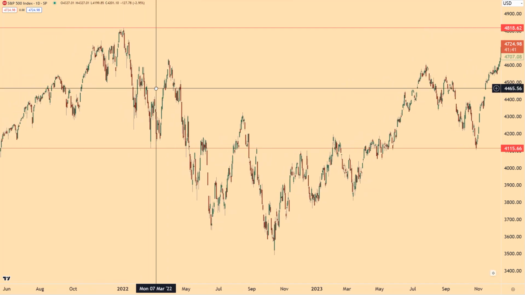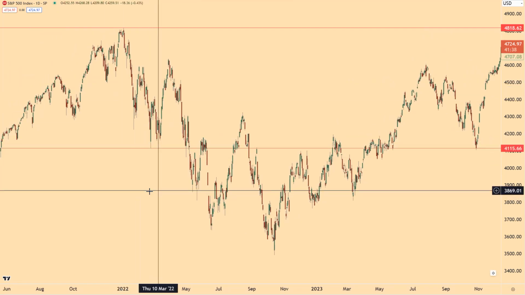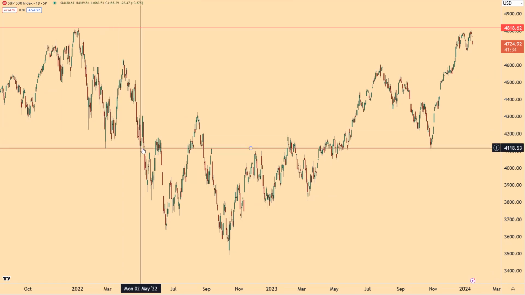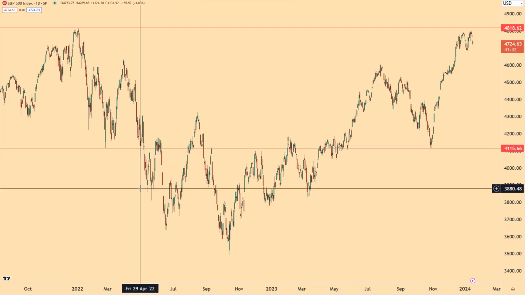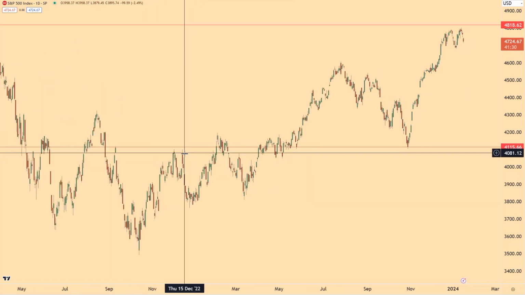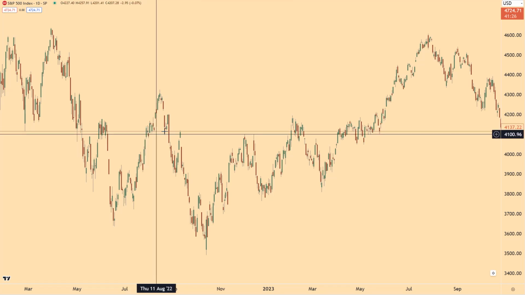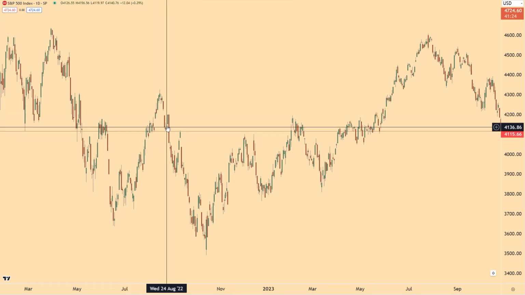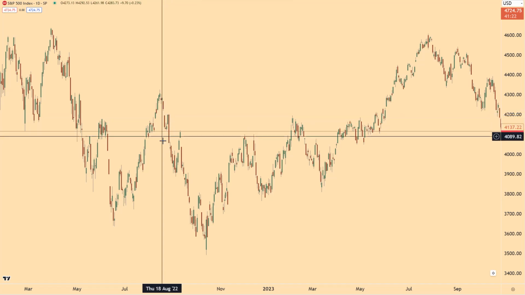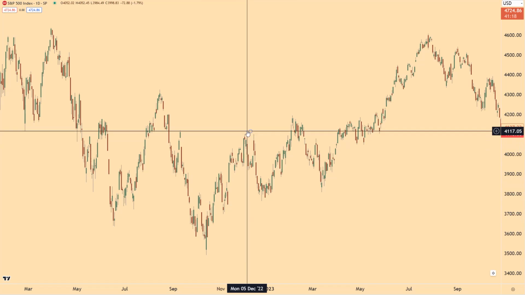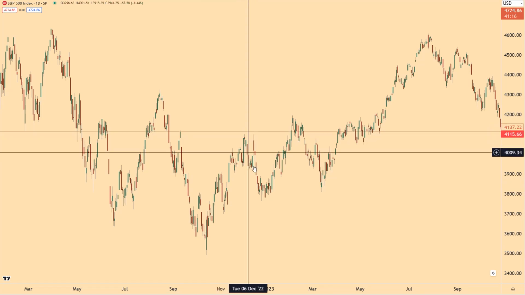So these lines can last for quite some time. In fact, this low right here, we find the market reacting to it here. We find the market reacting to it here. Here, let me zoom in a little bit, the market kind of consolidated right around this line. Again, the market found support there before it broke through. And then it found resistance there. It traded below it, and then this was an area of resistance again.